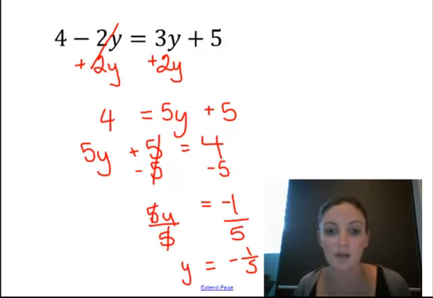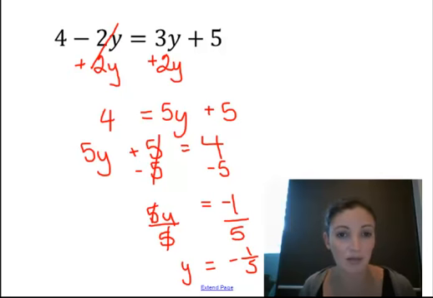So those are the 3 examples for this unit. So you can go on now to the work from this chapter.